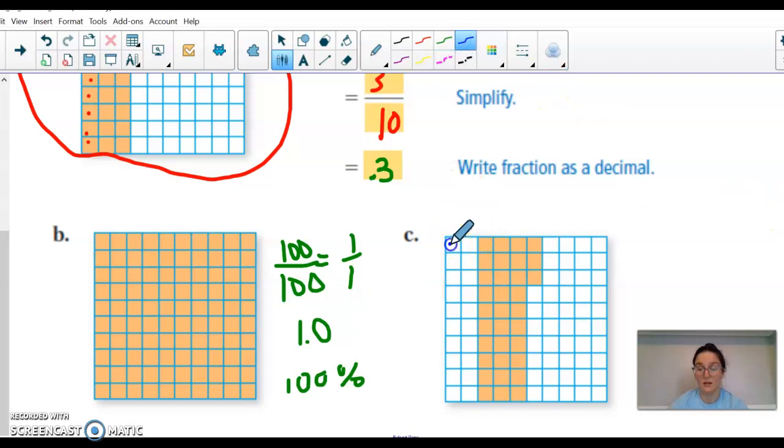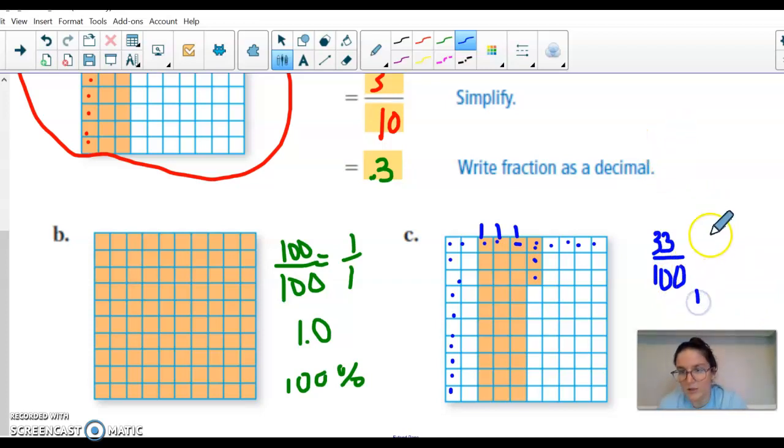And then for C, let's count 1, 2, 3, 4, 5, 6, 7, 8, 9, 10. And again 1 to 10. So it is 10 out of 10. So that means your denominator is 100. And then let's see how many are shaded. So that's 10, 20, 30, 1, 2, 3. So it's 33 out of 100. They don't have any common factors, so you can't simplify it. So that's your fraction. That means it's out of 100, so your percentage is automatically 33%.